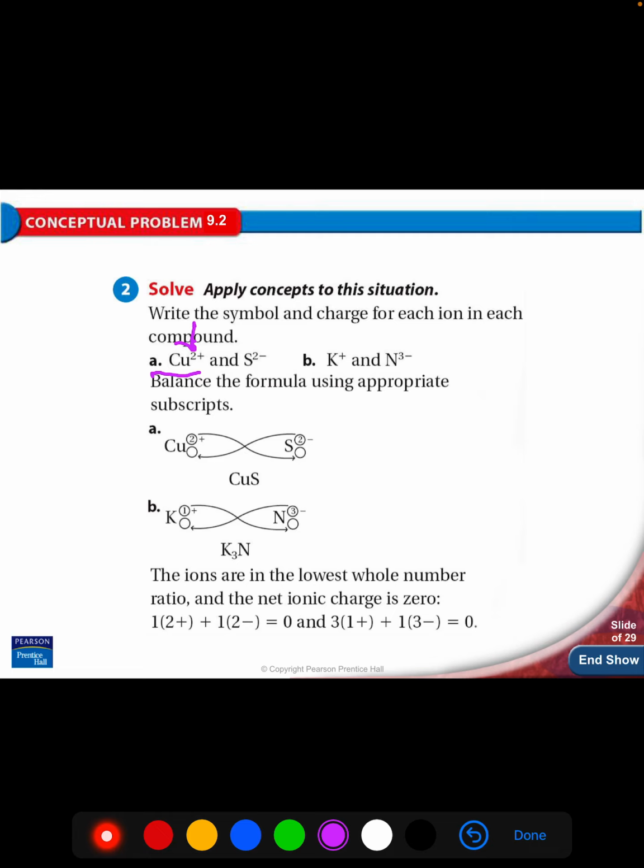And the sulfide, we know sulfur is group 6, and it always has a 2- charge. And so these just come together with the formula CuS.